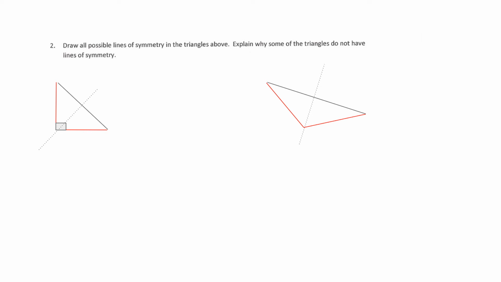For number 2, you're going to draw lines of symmetry in the triangles above. So I cut and pasted the triangles that I made above. So this has a line of symmetry because these two sides are equivalent. So that means that you could draw a line of symmetry and these smaller triangles would match. The same thing here. This is isosceles. 2 of the sides are equal. So that means you can make a line of symmetry here for the 2 smaller triangles.